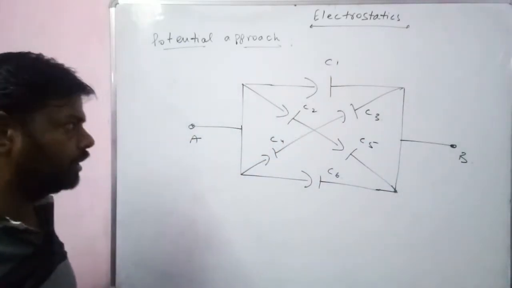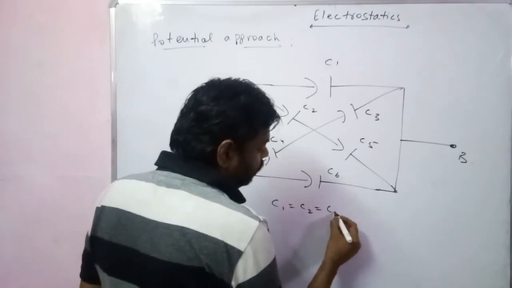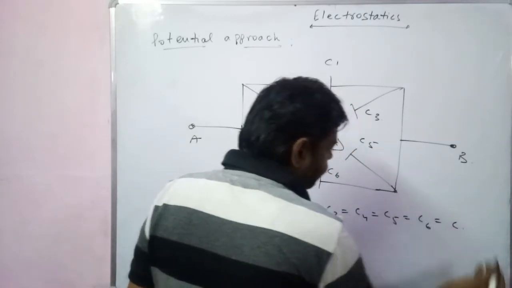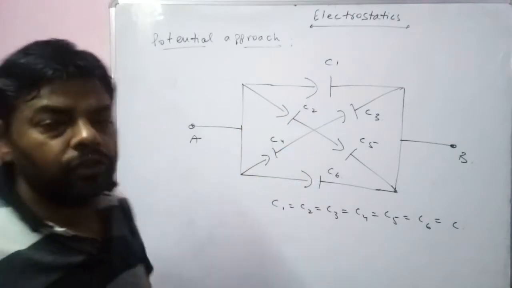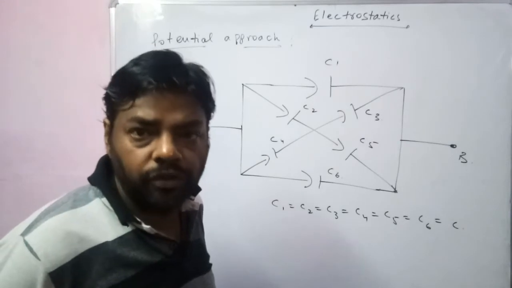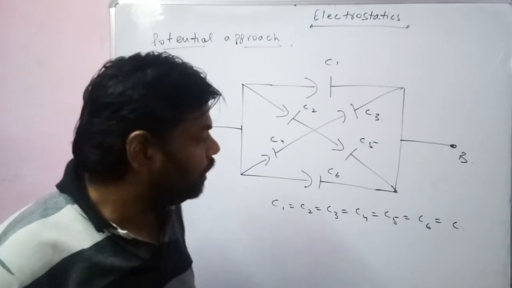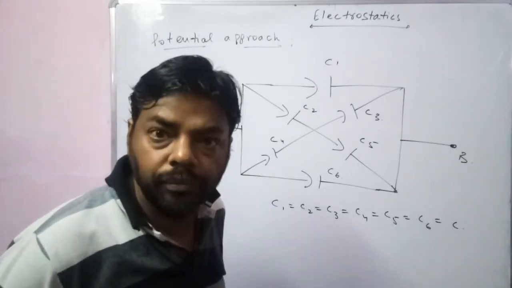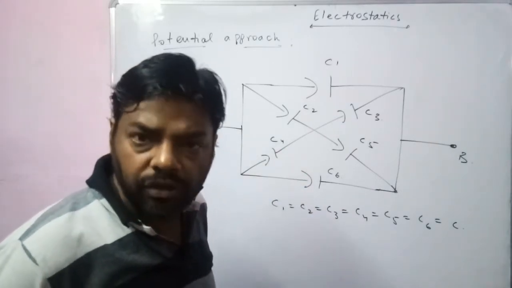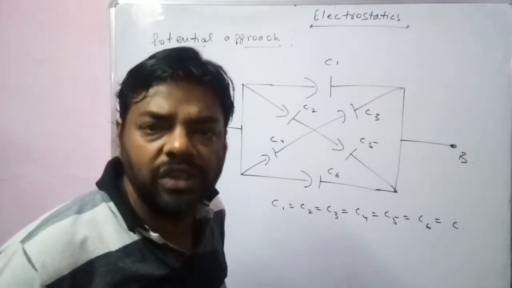Now friends, take a look at the circuit. I am saying C1 is equal to C2 is equal to C3, C4, C5, C6 is equal to C7. Now friends, it is a circuit in which we are having 6 different capacitors. The capacitances are the same. At the very first sight, it becomes very difficult for us to identify the series combination or the parallel combination of some capacitors which are present in the circuit.